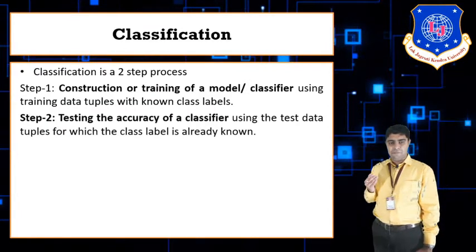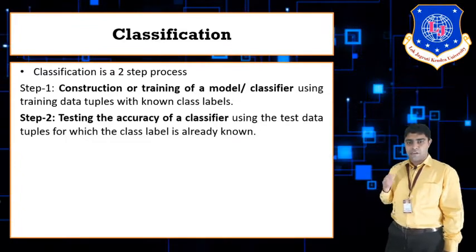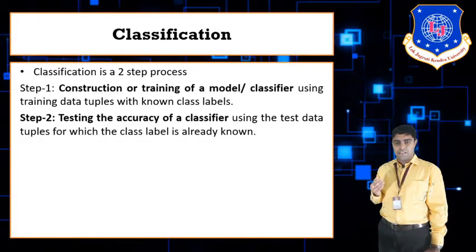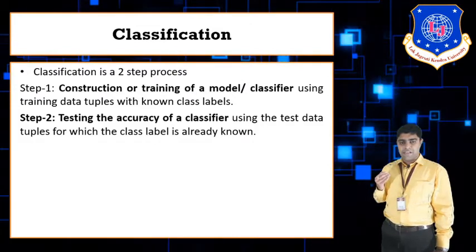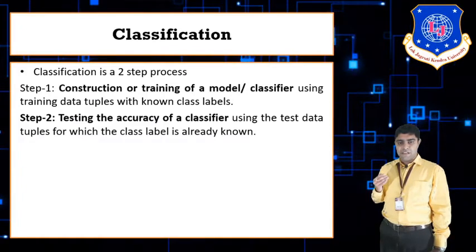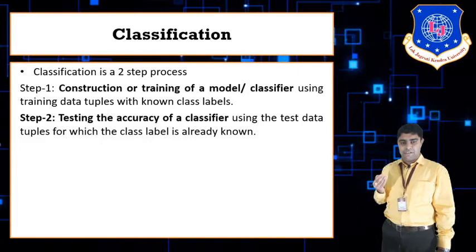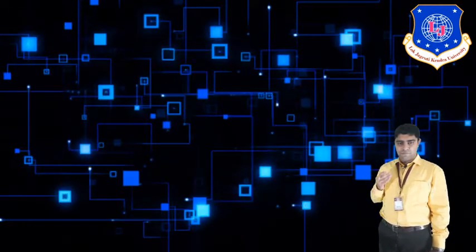The next step is testing the accuracy of the classifier. After constructing the model, we have to test its accuracy. What is the accuracy of the classifier? We have to check that model using the testing data. So we will test on data tuples for which the class label is already known. We have the class label, and we will check the accuracy of that classifier.